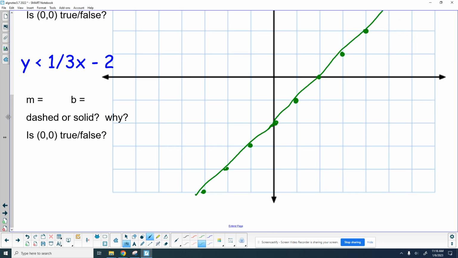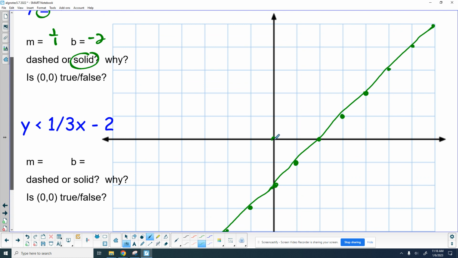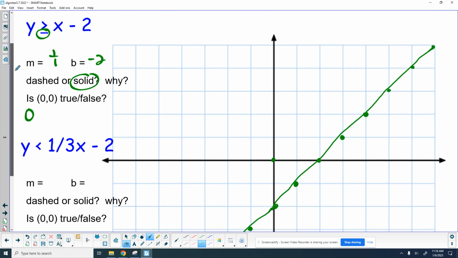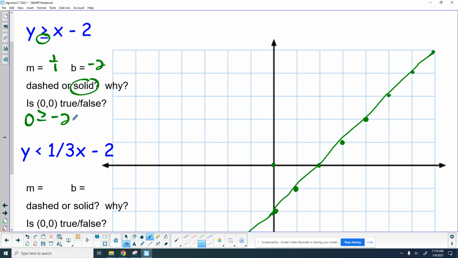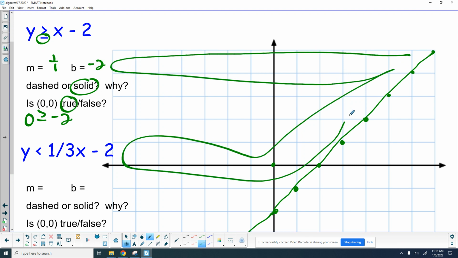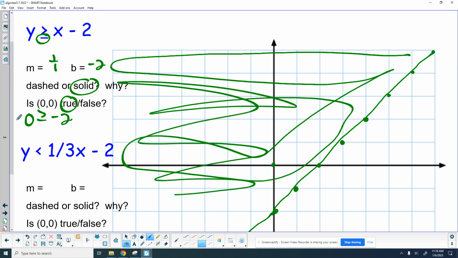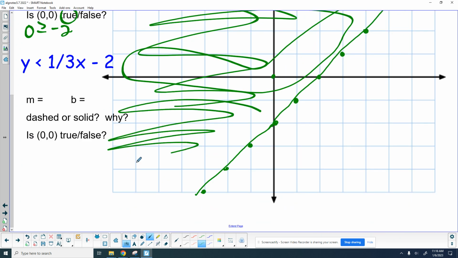There we go. All right, now let's test the origin. The origin's above it or to the left of it, depending on how you're looking at it. So 0 is less than or equal to -2. Actually, it says 0 is greater than or equal to -2. That's true. So I'm going to shade this side of the graph, all of this side over here, because the origin is the true side of this graph, because I got true when I did that.